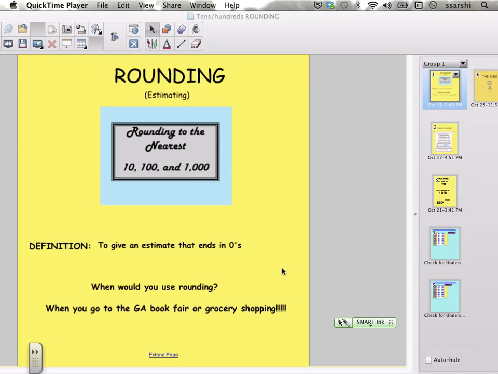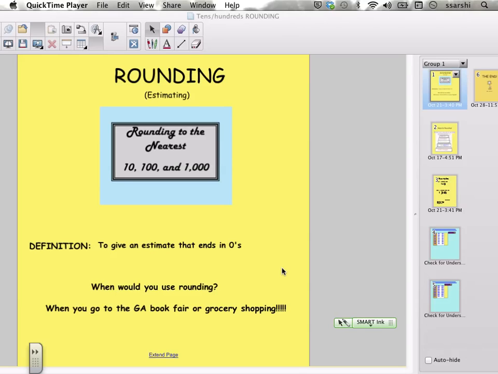A definition of rounding is to give an estimate that ends in zeros. So we round to make things easier when we're considering numbers. When would you use rounding? You might use it when you go to the GA book fair.